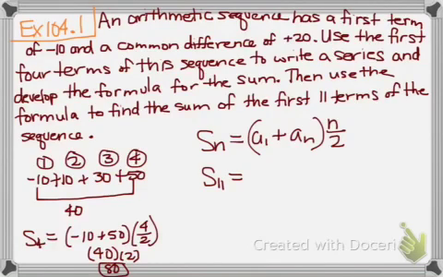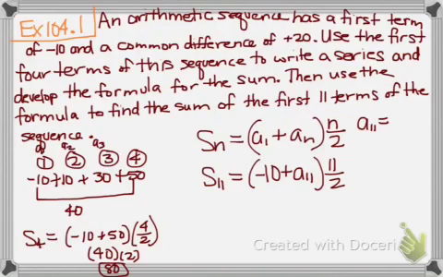So we need to find the sum of the first 11 terms. This is a little bit tricky because we know the first term is negative 10, but we don't know the last term, a sub 11. We do know it would be 11 terms divided by 2. So we need to figure out how to find a sub 11.